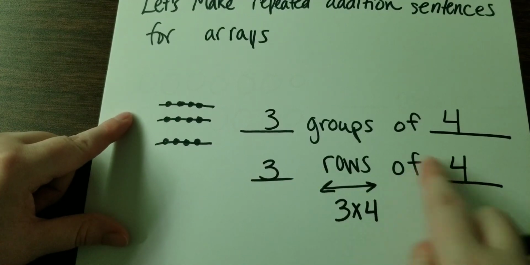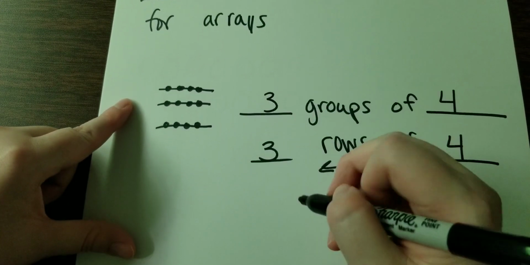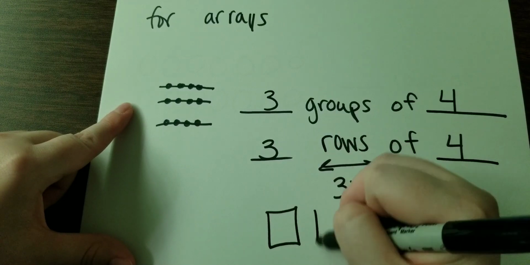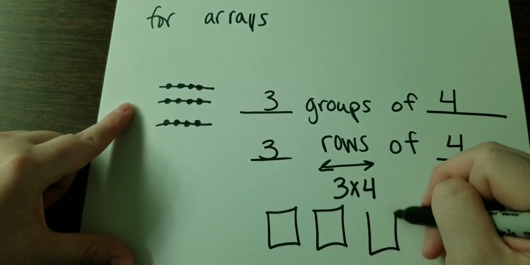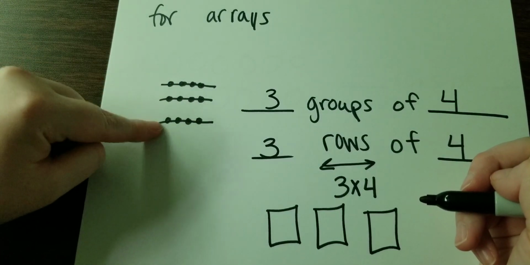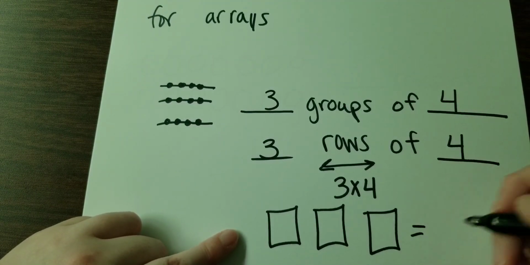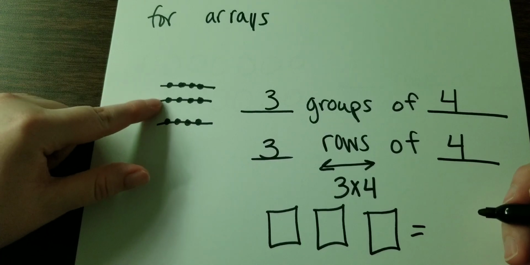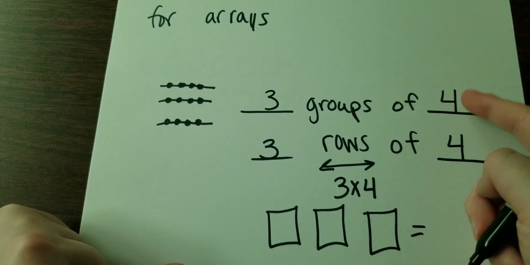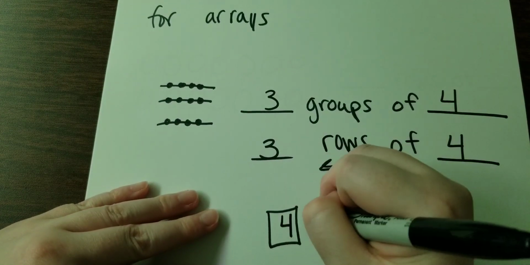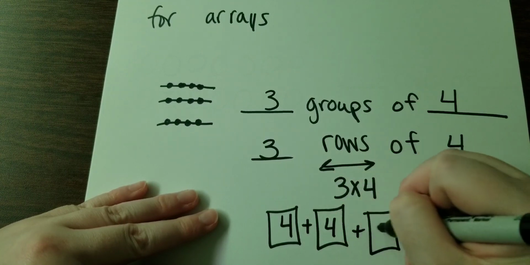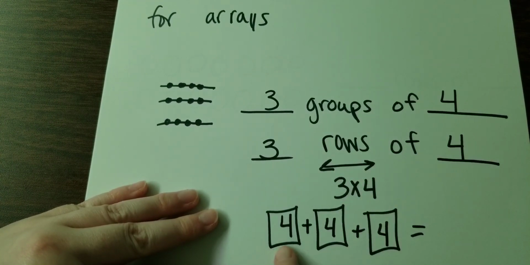3 rows of 4, 3 groups of 4. So just like in the array, we got 3 rows. In my repeated addition sentence, I need 3 groups. And how many is in each row or group? 4. So we have 4 plus 4 plus 4. There's our 3 groups. And our groups and our rows must be equal.